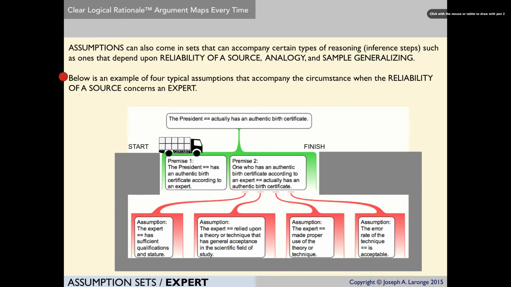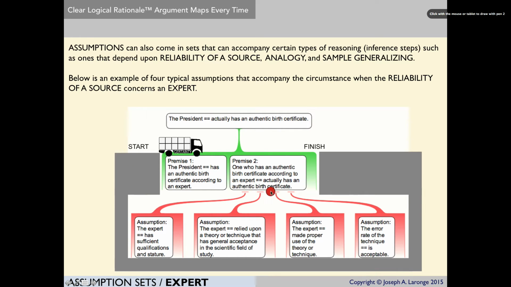So below, this is an example of 4 typical assumptions that accompany the circumstance when the reliability of a source concerns an expert. So here we have the contention: the president actually has an authentic birth certificate. That's what we're trying to prove. You can see we have 2 linked premises. Premise 1, the president has an authentic birth certificate according to an expert. Premise 2, one who has an authentic birth certificate according to an expert actually has an authentic birth certificate. So that supports this contention that the president actually has an authentic birth certificate. This happens through the process of class inclusion transitivity.